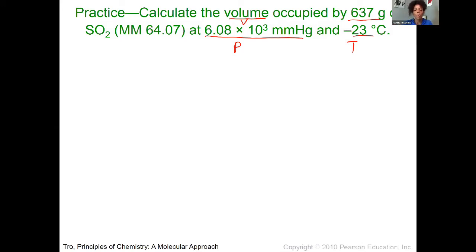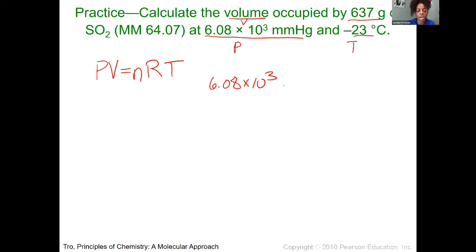And so when we think about this, we likely are going to just need to use the ideal gas equation, or PV equals nRT. And so with that, we're going to need to remember that we have to actually do some conversions before we can plug in. Our pressure has to be in atmospheres. So let's go ahead and convert that.